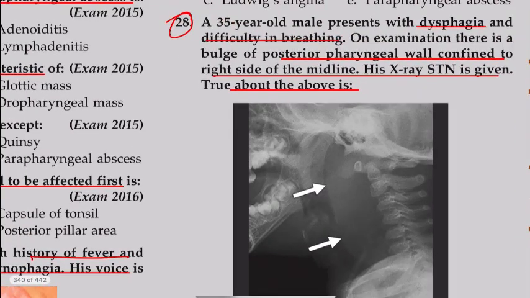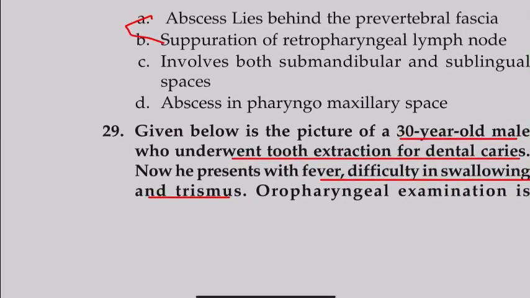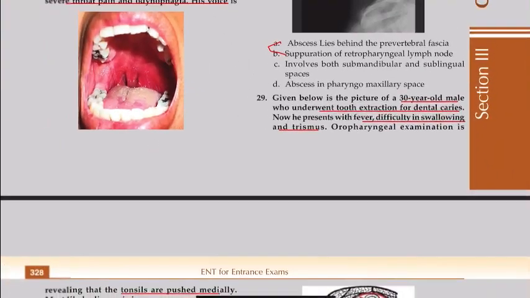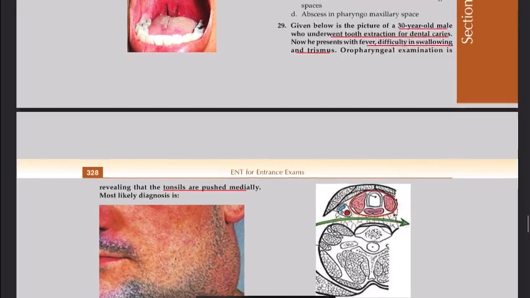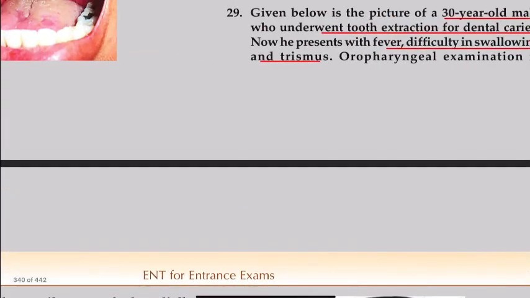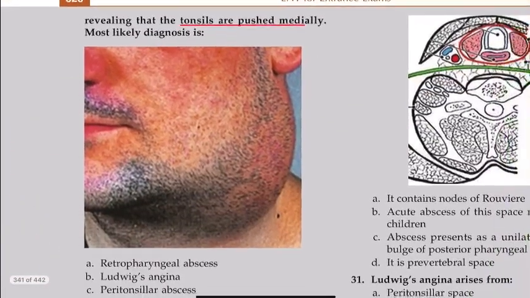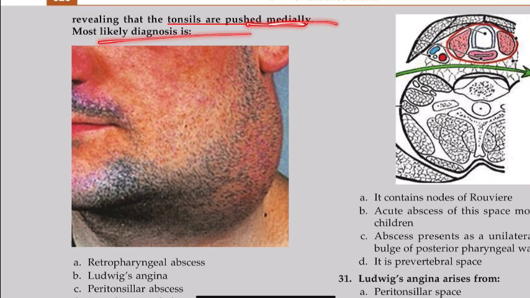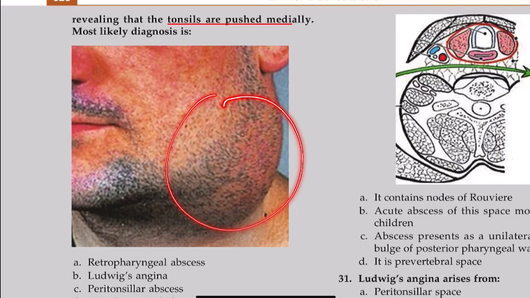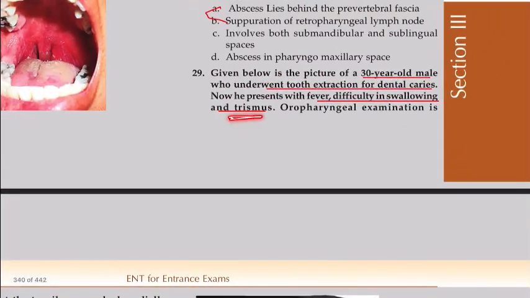So okay, now moving to our next question: the picture given below is of a 30-year-old male who underwent tooth extraction for dental caries. Now he presents with fever, difficulty in swallowing and trismus. Oropharyngeal examination reveals the tonsil is pushed medially. The most likely diagnosis? So here it goes in favor of parapharyngeal abscess, right? Tonsil is being pushed medially. Now there is odynophagia, trismus is there, right?